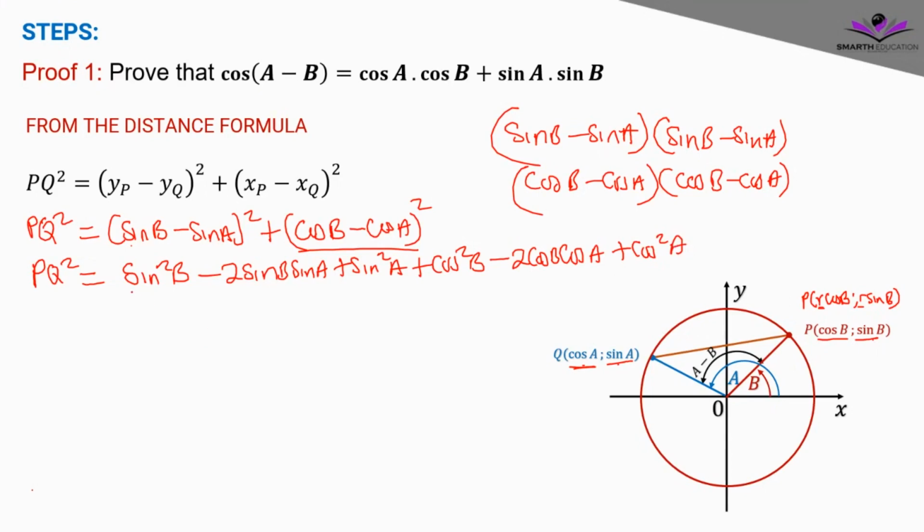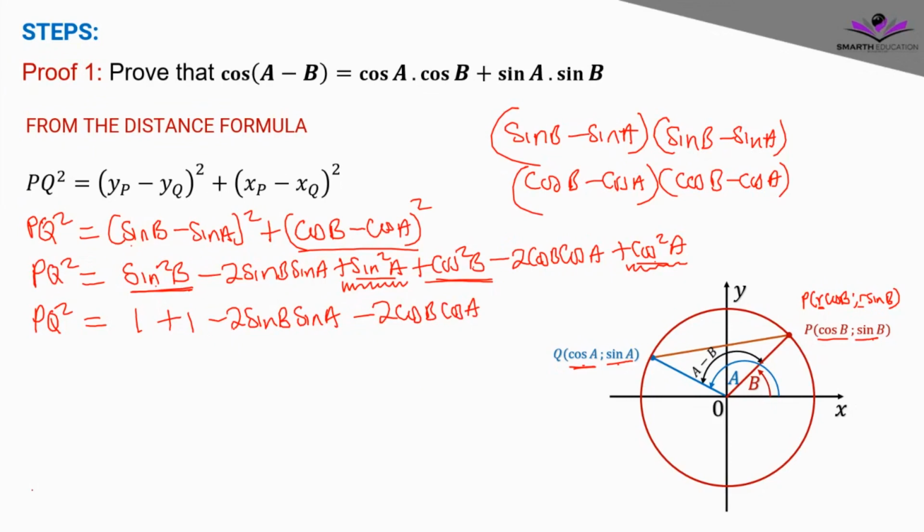We have sin squared B plus cos squared B. We have sin squared A plus cos squared A. Sin squared B plus cos squared B, that's 1. Remember that? Sin squared A plus cos squared A is another 1. We have PQ squared is equal to 1 plus 1. So this combination has given us 1. Then this combination has also given us a 1. And then we remain with negative 2 sin B sin A minus 2 cos B cos A.